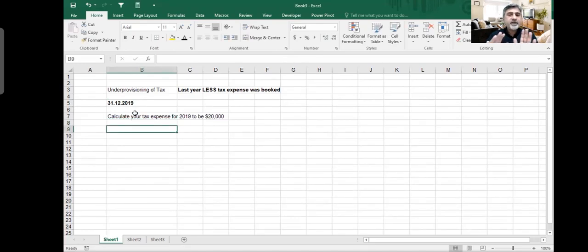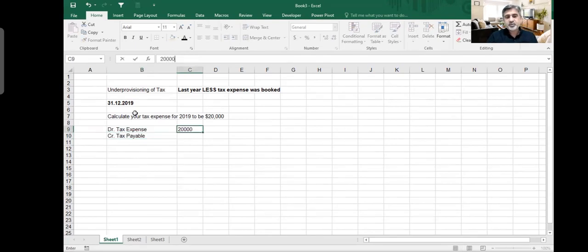And you are not going to pay it on 31st December. You would be paying it in March or April. So you just calculate it and you record it. You book it into your income statement. You say debit tax expense and credit tax payable, or tax liability, whatever you may call it. So tax expense 20,000 and tax liability 20,000. This goes to your P&L and this goes to your statement of financial position. And it happened on 31st of December 2019. Then what happens? Let's suppose that on 30th of April 2020 you pay tax.